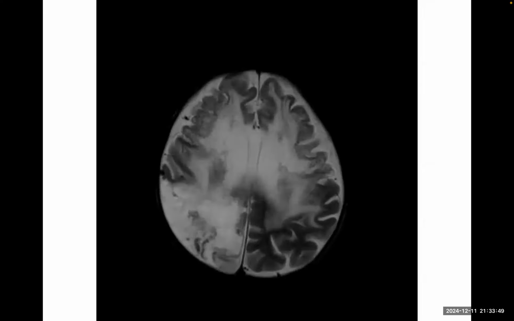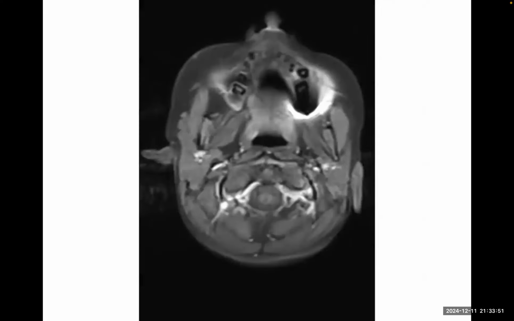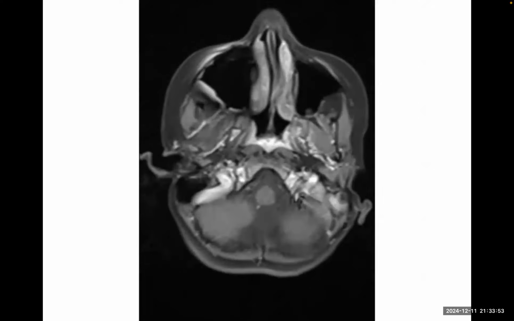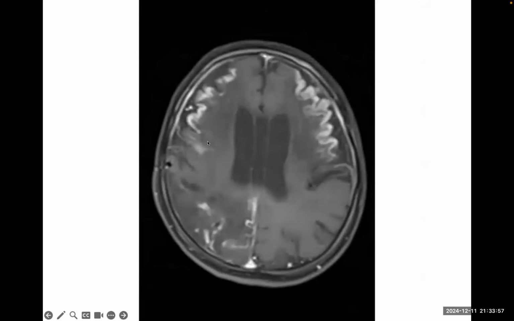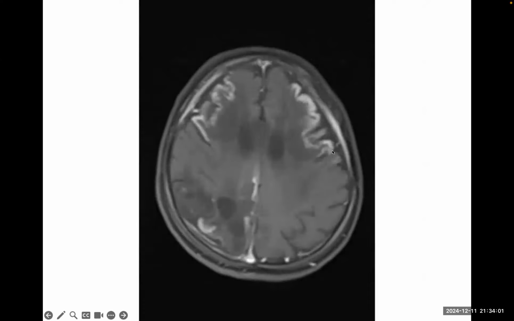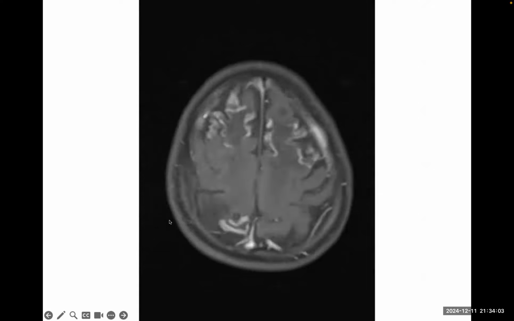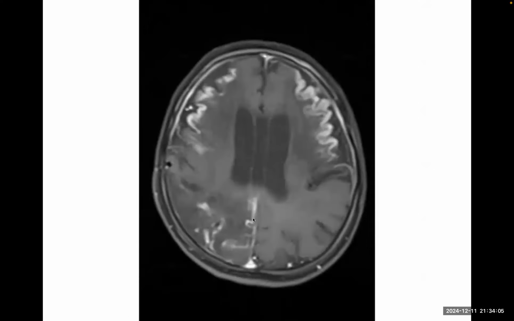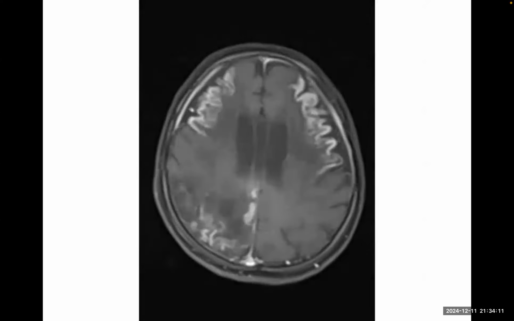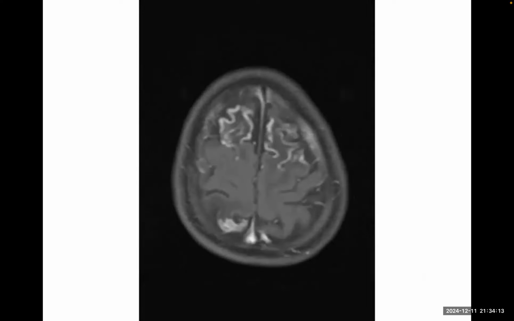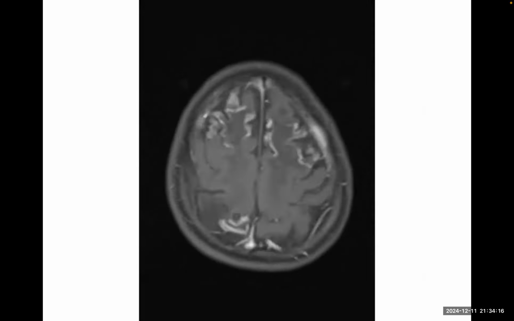So this was the imaging. On contrast, this one was showing significant gyral enhancement in the bilateral frontal region, and also a nodular enhancement involving the temporoparietal region and the medial occipital region on the right side. So this was the imaging at which the child presented to us.